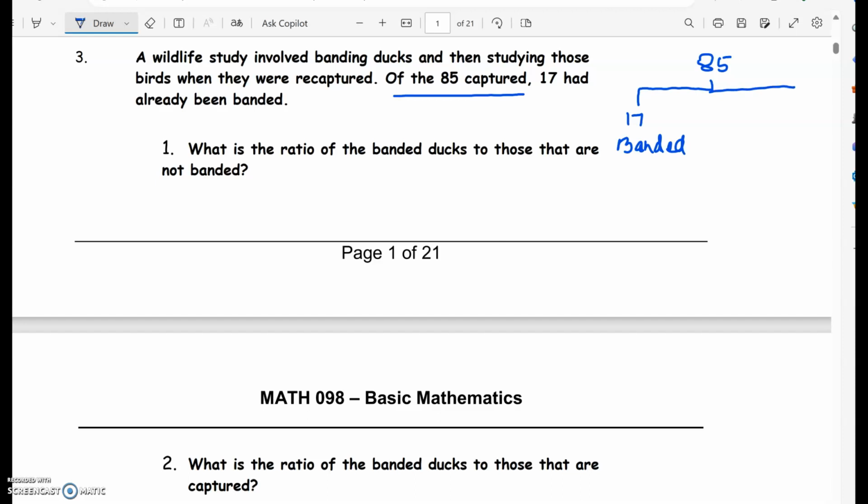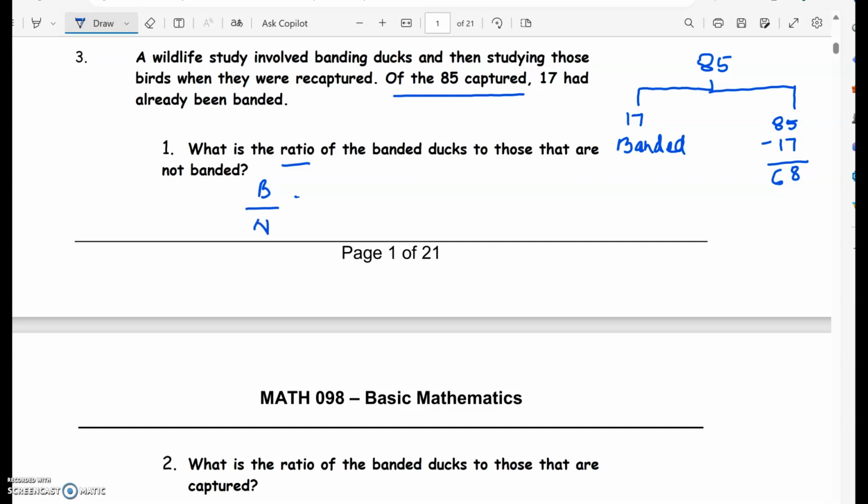The rest would be unbanded, so that would be the total of 85 minus 17. So 68 were unbanded. What is the ratio? So we need to write the ratio of the banded ducks to those that are not banded. So banded would be 17. So banded to those that are not banded.